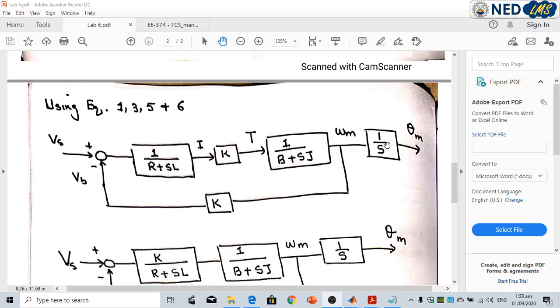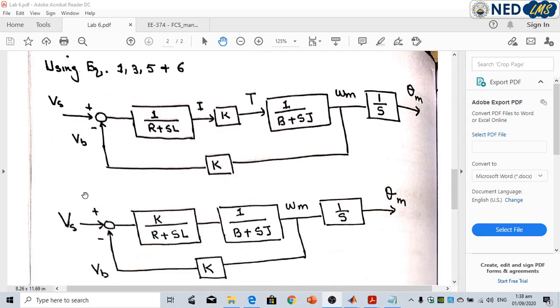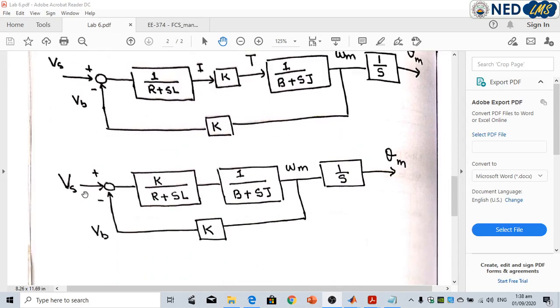After this integration process, the final outcome of this block diagram is theta m. And theta m is the angular displacement produced by the motor when the DC voltage Vs is given to this motor. Here is the simplified version of the above block diagram.